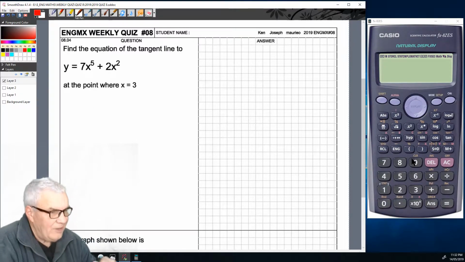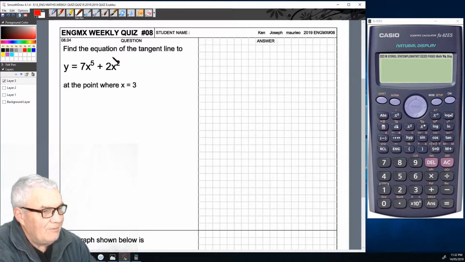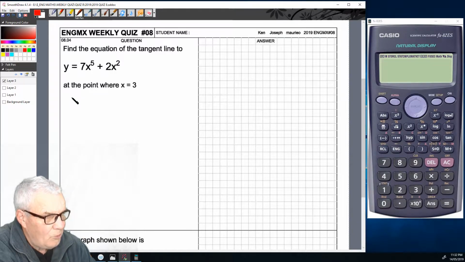So the thing about this is that the dy by dx is actually the slope of the graph.